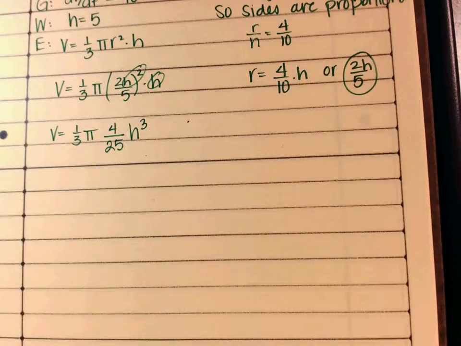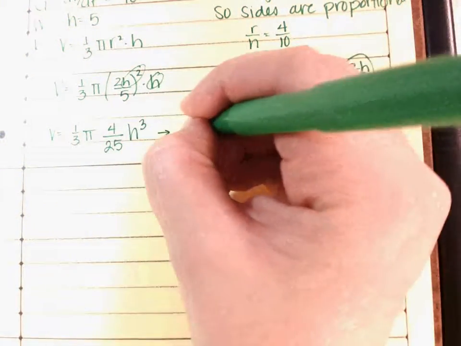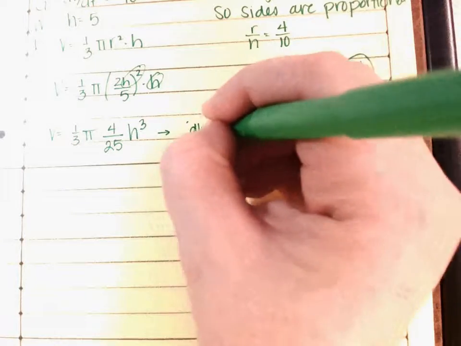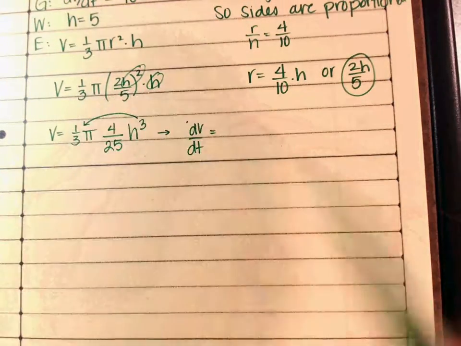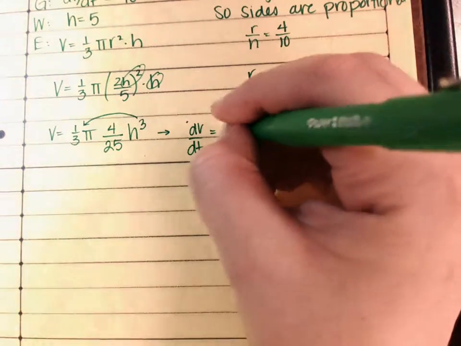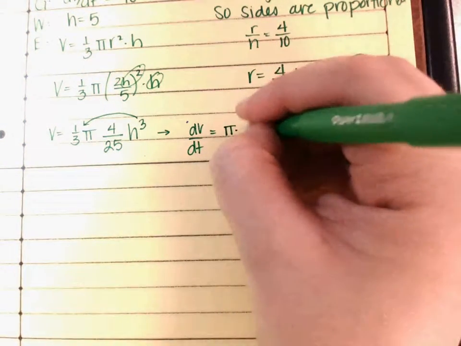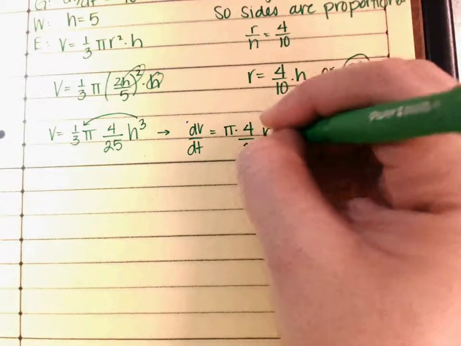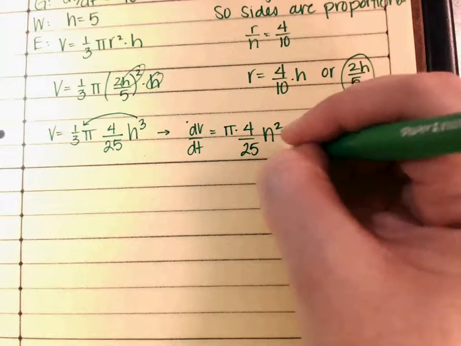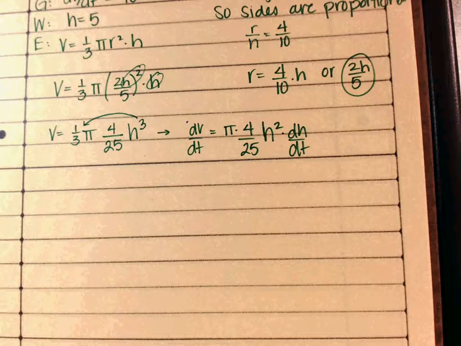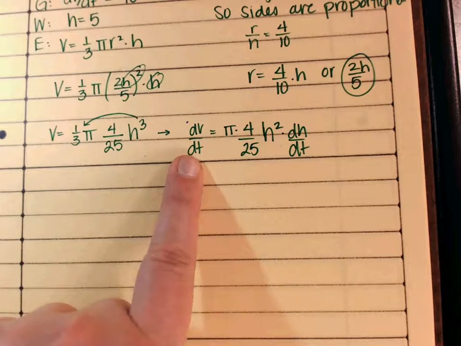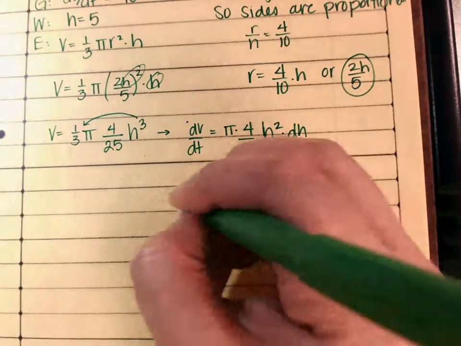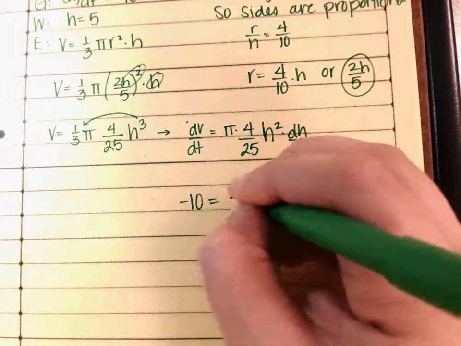Then from there, you take the derivative. So it'd be dV/dt on that side. And then on the other side, my 3 times is down on the 1/3. It'll cross out. You'll have pi 4 over 25 h squared dh/dt. And then from there, it works out very similarly to the other one. You do have to remember, though, my dV/dt was what? Not just 10, but negative 10.